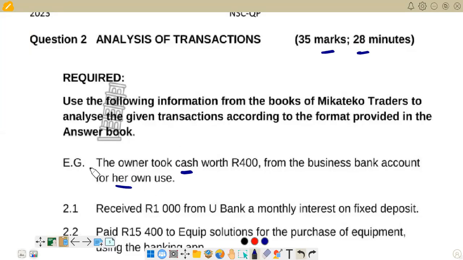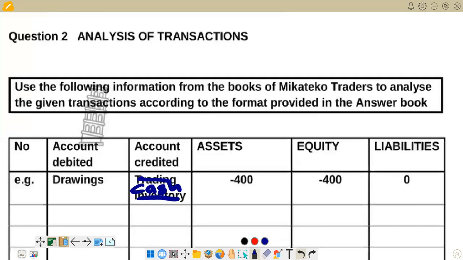So in this example, the cash was taken from the bank account, so what is being affected here is the bank account. In the example, they made a mistake by crediting trading inventory, which is not correct. We can cancel this and put bank. It's supposed to be bank, because this money has been taken from the bank account. So the pre-entered trading inventory is a mistake. We are supposed to credit bank. That's what we have in terms of the example that we are given.